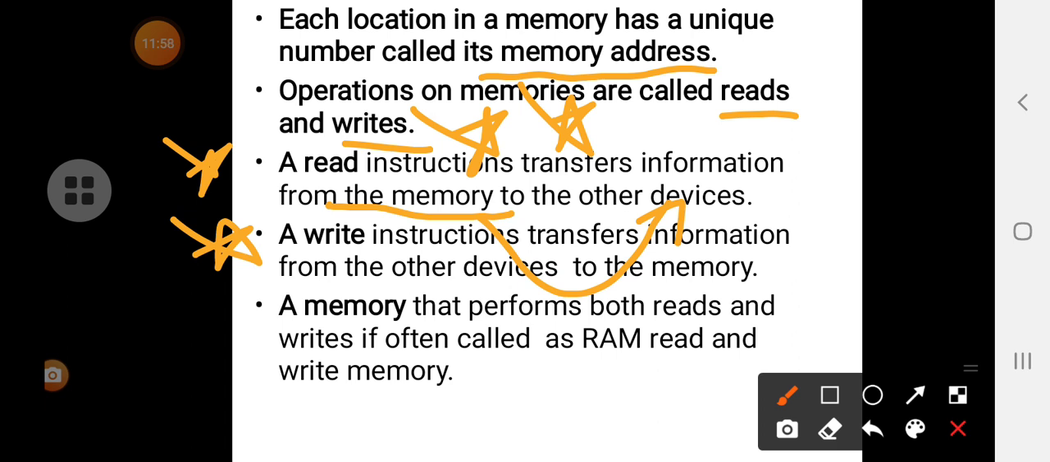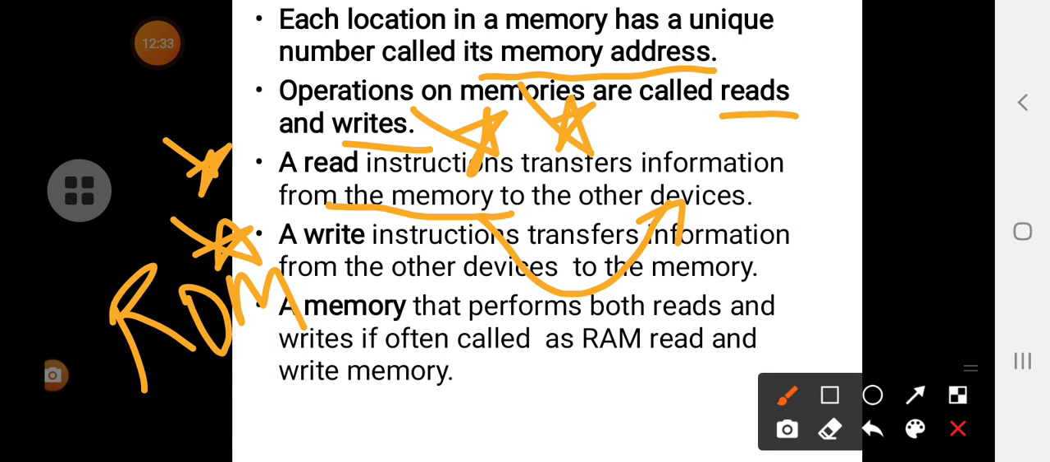Okay, students, a memory that performs both reads and writes is often called read and write memory. So this RAM is often called read and write memory because it does both. Whereas the ROM does only read, but write is not done. We cannot write, that is, we cannot edit the contents of the ROM. That is the main drawback of ROM.